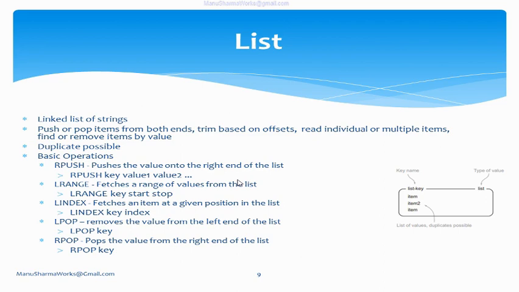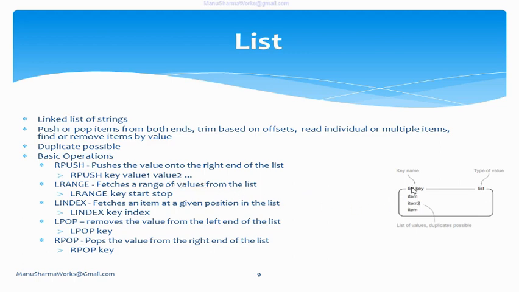So a list is a list of strings. As in the string data type we can have one key and one value, but in a list we can have multiple values to one key. In this case, if you look at this, we have a key name here, and we have multiple values to one key, and it can allow duplicate values. Here also, the first and third value is item, which is a duplicate.